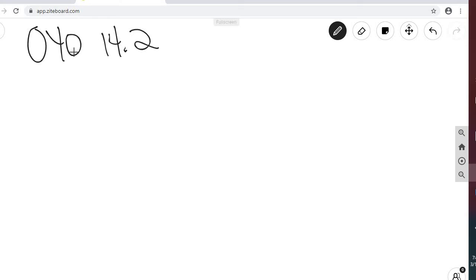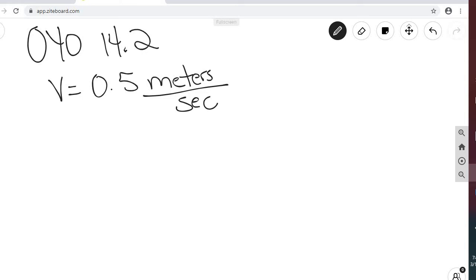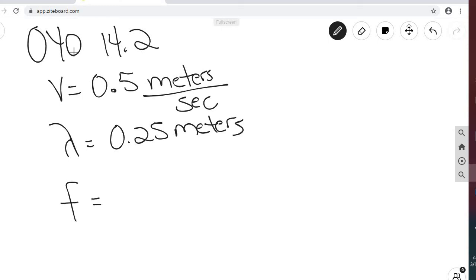Suppose you are wading on a beach that is experiencing waves that move with a speed, so speed is the letter V, of 0.5 meters per second, and they have a wavelength, lambda, equal to 0.25 meters. What is the frequency? Okay, so again, frequency is equal to speed divided by wavelength.